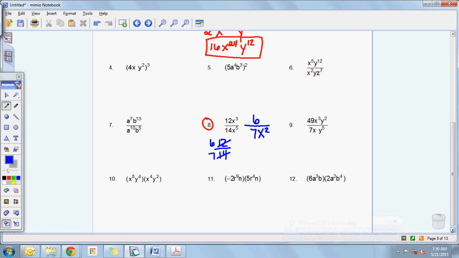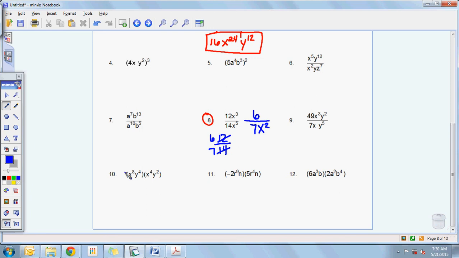Okay? And then the last one I'd like to go through with you is number 12. So number 12 was a multiplication problem, and the rule was you're going to add those exponents. But we also have coefficients here. So if it's a multiplication problem, I'm going to multiply 6 times 2. And then I'm going to add the exponents with my like terms. So I have a to the third and a to the second. If I add those together, I would get a to the fifth. Then I have b to the first and b to the fourth, so I'd be left with b to the fifth as well. And that's your final answer.